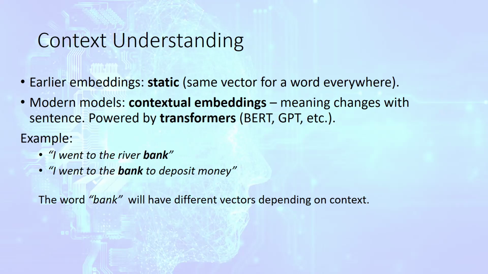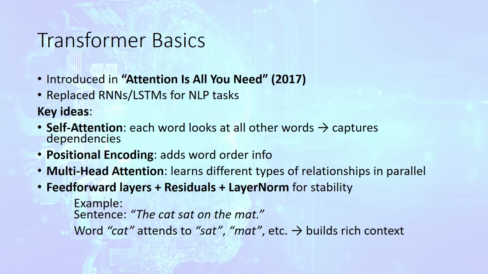Yes, and I went to the bank to deposit money. Okay, of course, it's obvious that these two banks are different. One is a river bank, another is a financial institution. And initially, the vectors for both these banks are equal. But some technologies, about which I will speak now, allow us to change the coordinates of the vector depending on the context. And for this purpose, the attention mechanism, which is used in the transformer neural network, is used.